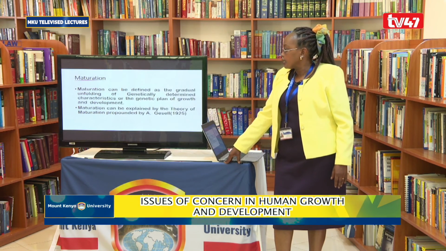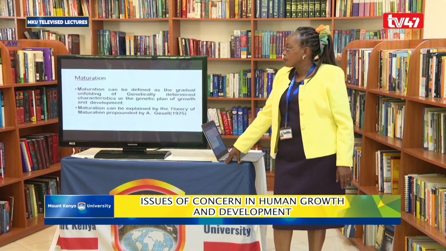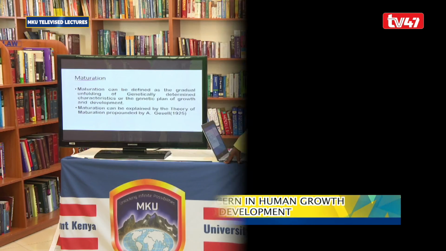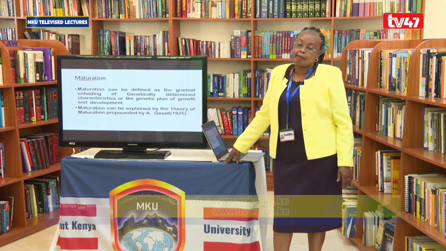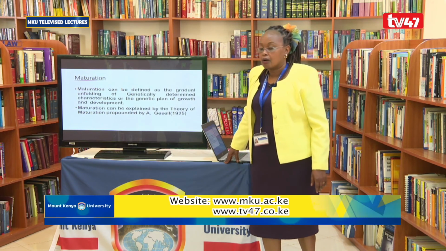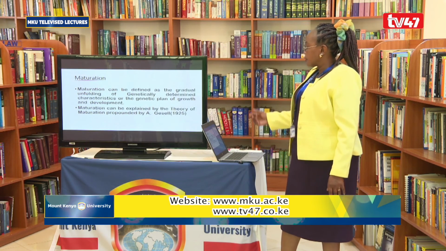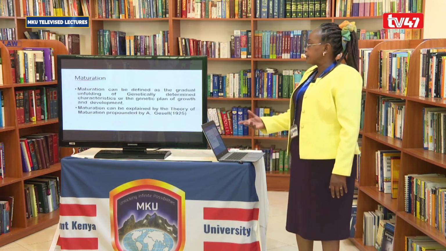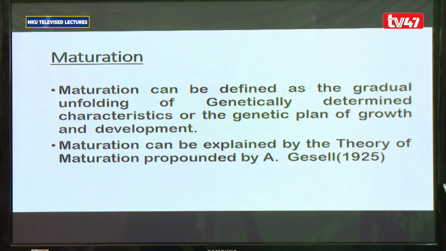And the first one that is going to help us understand that is coming from a term I have mentioned over and over. That's the term maturation. Before I show you the theory, or I explain the theory, let me just help you to conceptualize the word maturation. Now, maturation is defined as the gradual unfolding of genetically determined characteristics, or the unfolding of the genetic plan of growth.